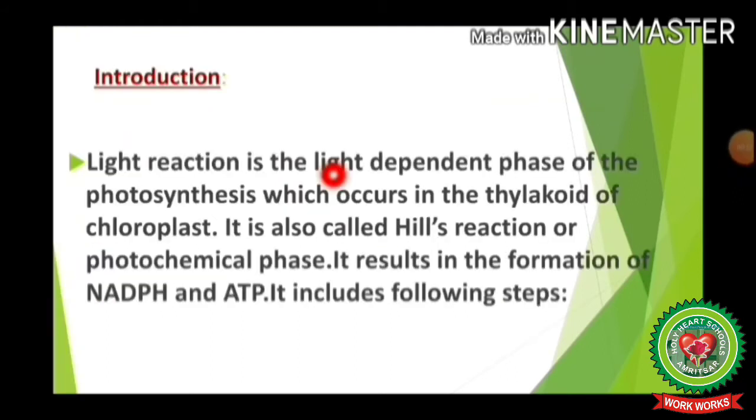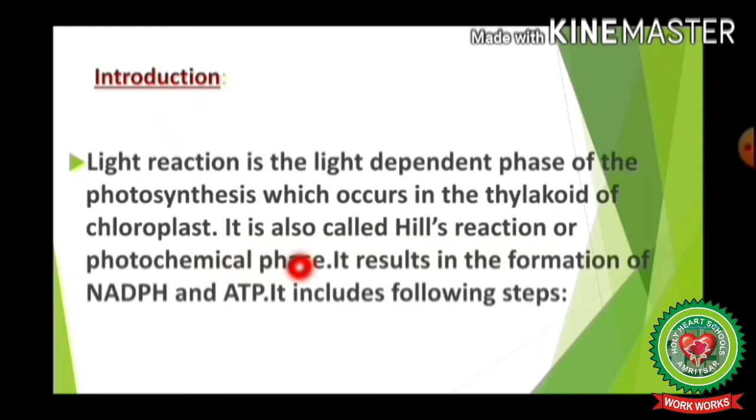Light reaction is the light dependent phase of photosynthesis. Light dependent phase means it requires light energy, or we can say the intensity of light affects the rate of reaction, which occurs in the thylakoid of chloroplast. Thylakoid is the flattened sac-like structure present in the stroma of chloroplast. It is also called Hill's reaction or photochemical phase.